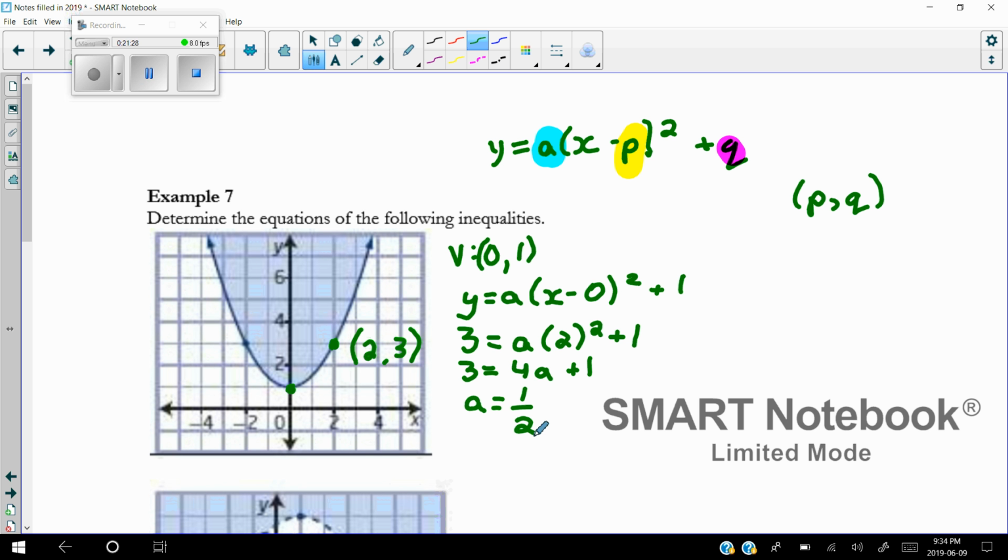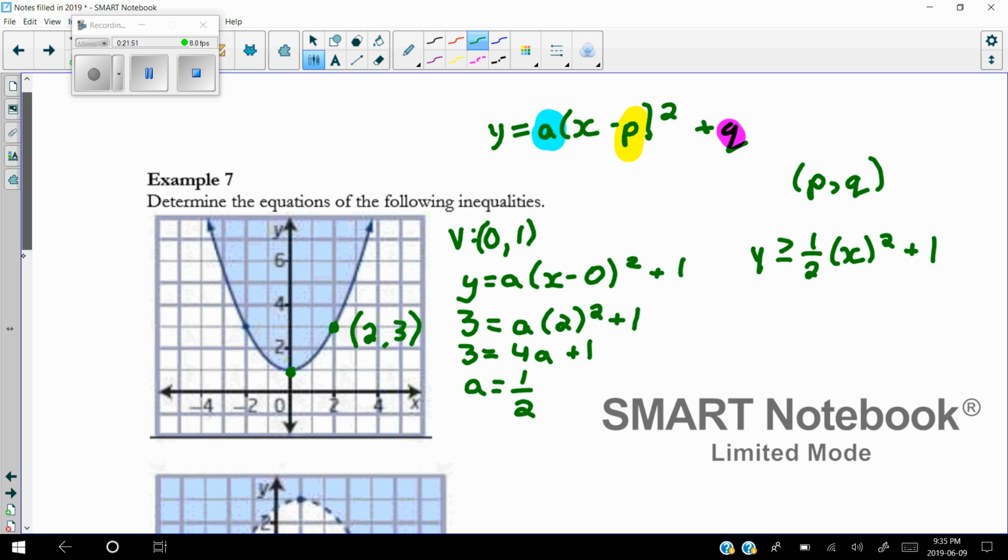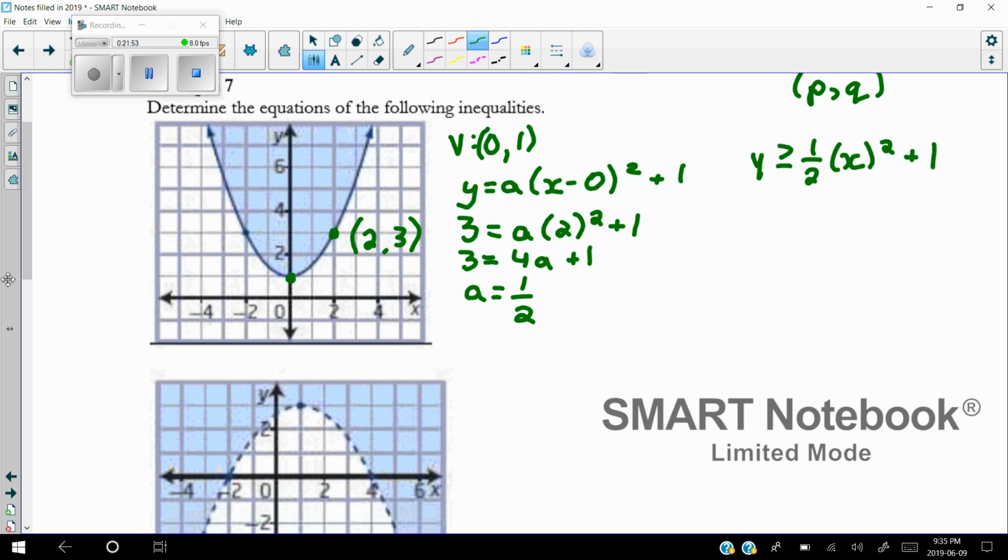So first off, it's going to be greater than or equal to. And then my function is 1 over 2 x squared plus 1. So a few things I noticed is that my opening was up, so it's a good thing my a is positive. Let's try it on the last one here.